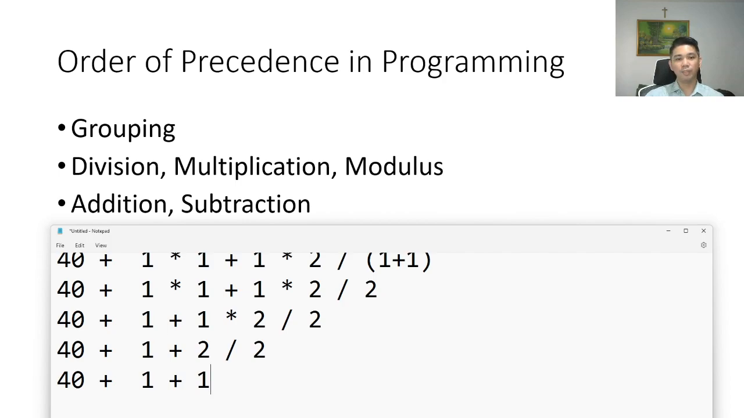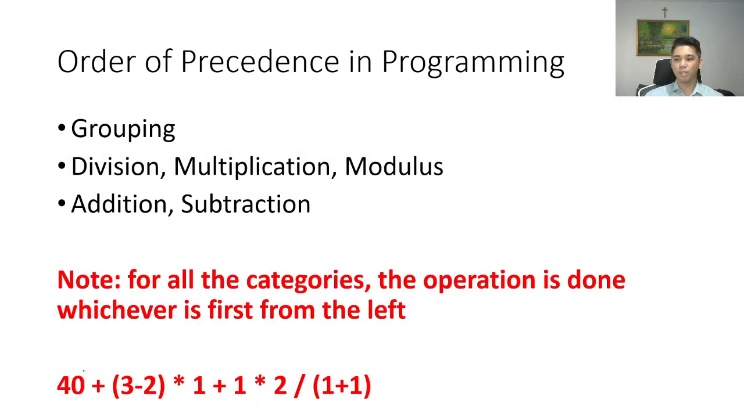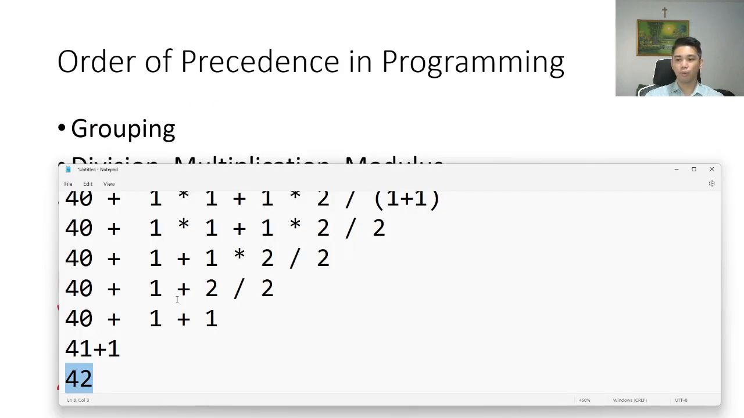So what we are left with here are mostly additions. So we will do it left to right again, since the first one from the left is this. So that would be 41 plus 1. And then at the end, the value will be 42. So the answer to this equation using the order of precedence in programming is 42.